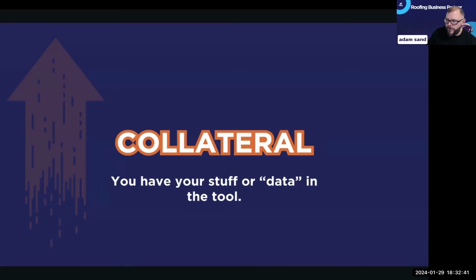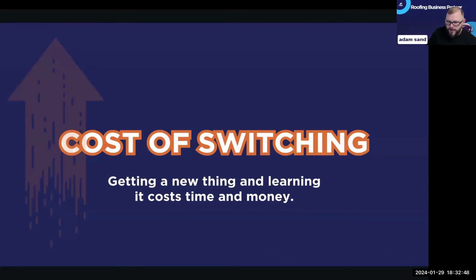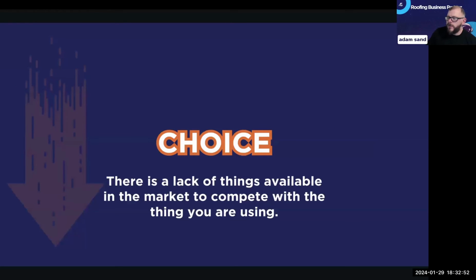Now, they don't have much of your collateral. They don't have your data, right? I mean, Amazon Prime does a pretty good job of this, right? The cost of switching isn't much. You just cancel, right? You're really only losing some of the shows you might like to watch. But what they do is they really focus on a lack of choice, right?